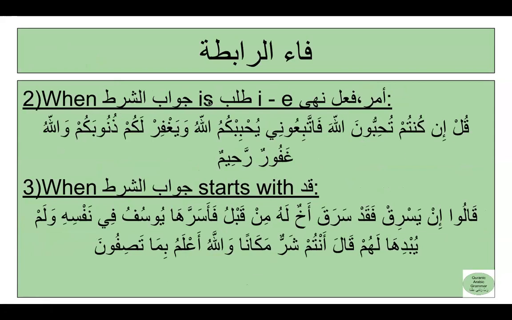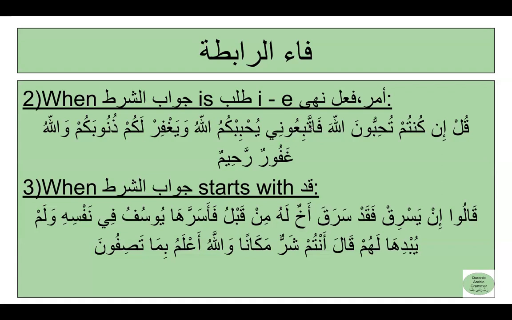Then, if your Jawabu Shart is Talb, which could be Amar or Fail Nahi, okay? So here you can see, In kuntum tuhibbuna Allah fattabi'uni. If you all truly love Allah, then you all follow me. So what happened here? Ittabi'uni, you all follow me. You see Fa ul Rabita, but why do you see it? Because there was a command after Fa. The Jawabu Shart was a command. Make sense or no? First reason for Fa ul Rabita was Jumla Ismiya. The second reason is if there is some kind of an Amar or Fail Nahi.